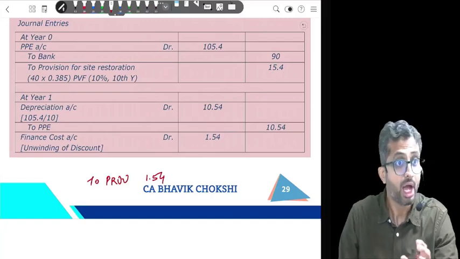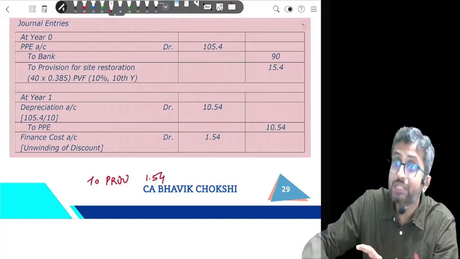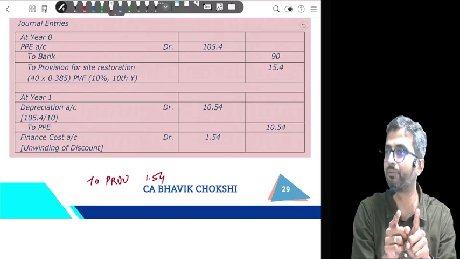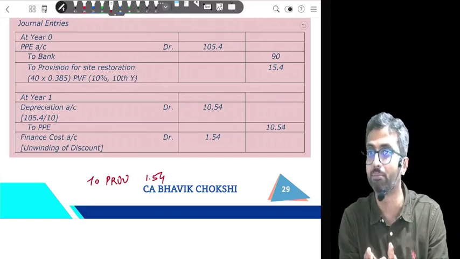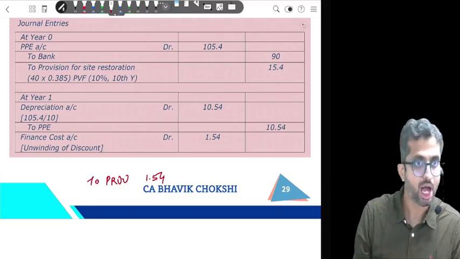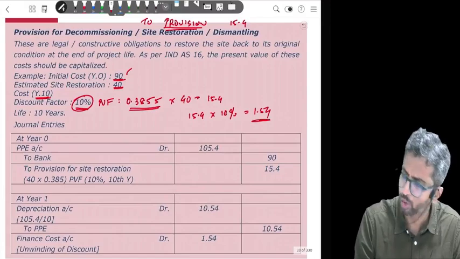Yes or no? I'll have to spend 15.42. However, because I'm taking 10 years, I'm spending 40. So the gap between 15 and 40 is due to passage of time. And anything which is linked to passage of time is taken as finance cost. Are we clear with this? Ajay, so every year, will my cost be 1.54 only?